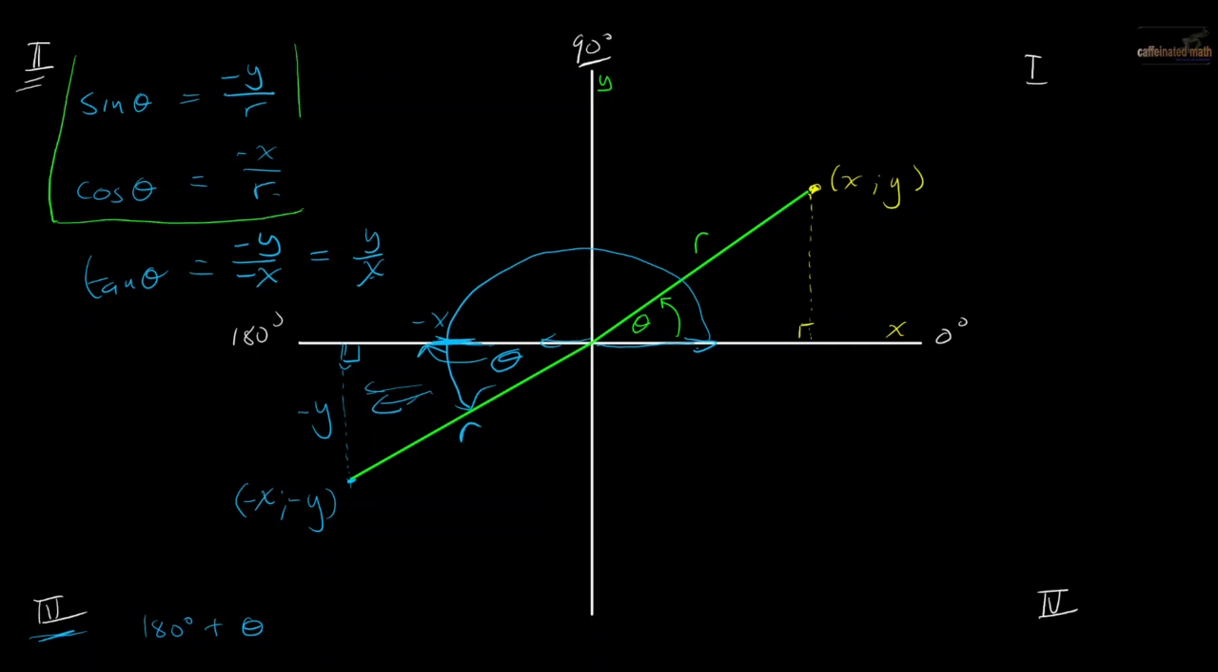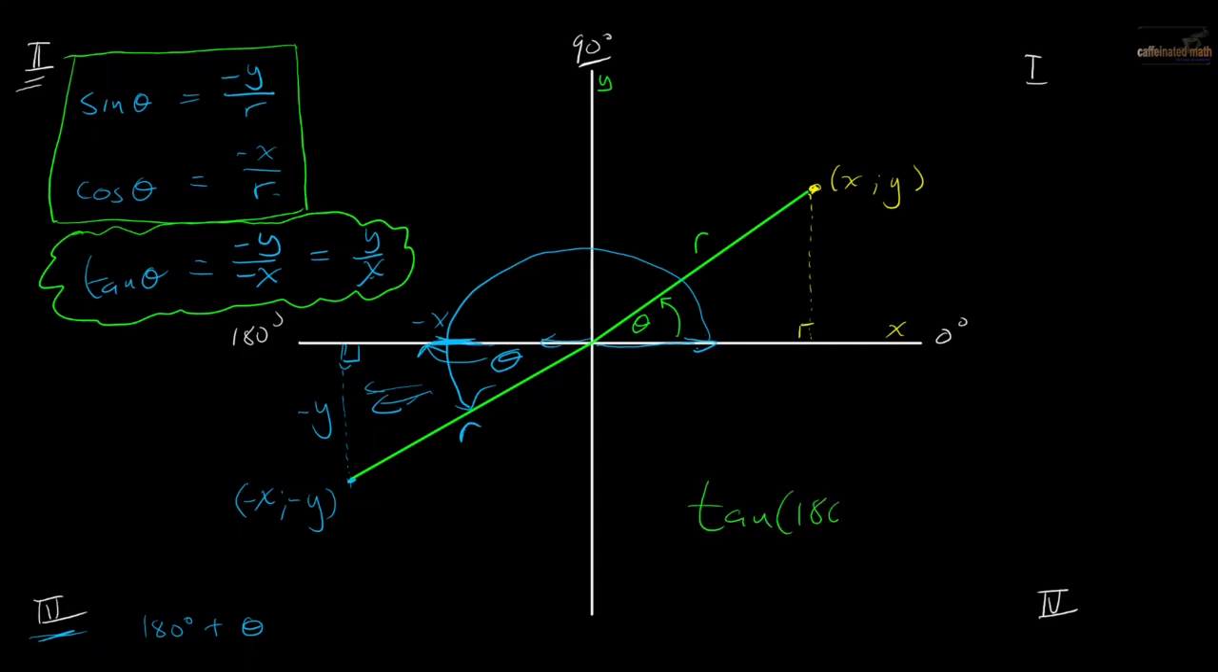Well, let's look at the implications again. Sine and cosine are now the negative ratios, whereas the reduction of tan of 180 degrees plus theta is now the only positive reduction. Remember, that's our end goal, yeah? To find out how these things reduce.